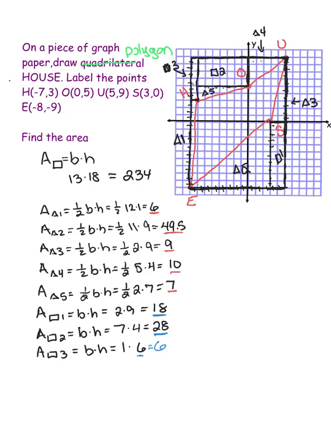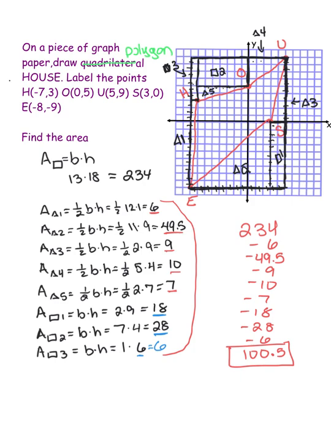So now again, to find the area of the red shape, I'm going to take the entire shape, 234, and I'm going to subtract all of these areas which I just found by counting boxes. So again, hang on one second so I can write it down and use my calculator. So now if I look at this, if I subtract, I do get 100.5, however you want to write it.